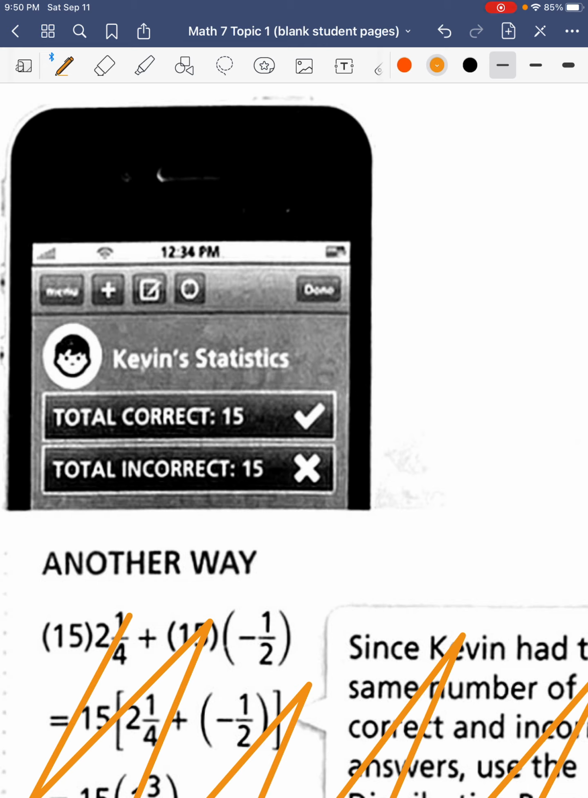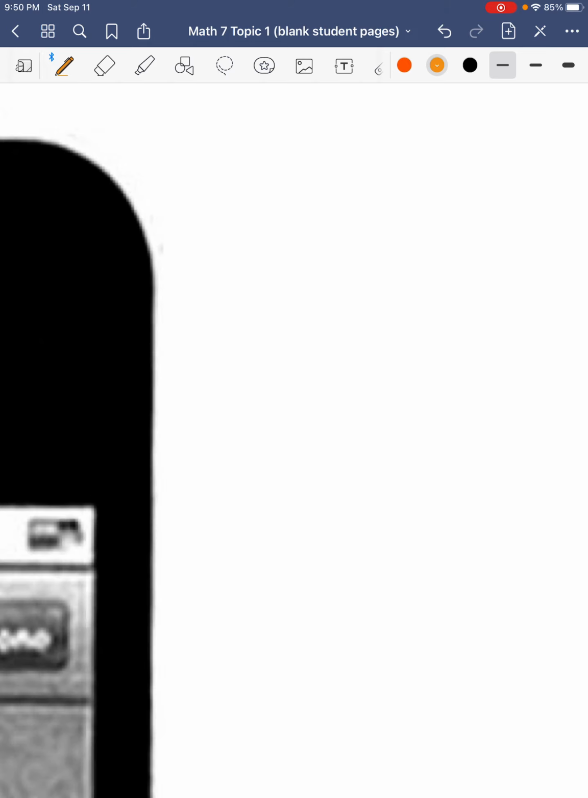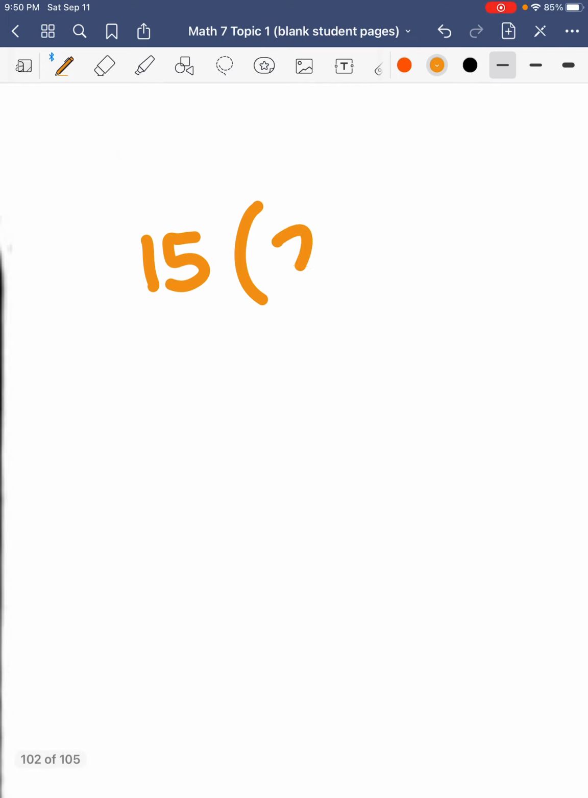So to solve this problem, we're going to multiply the number of correct answers with the points that he earned for each correct answer. So he answered 15 questions correctly, and for each one he earned 2 1/4 points.